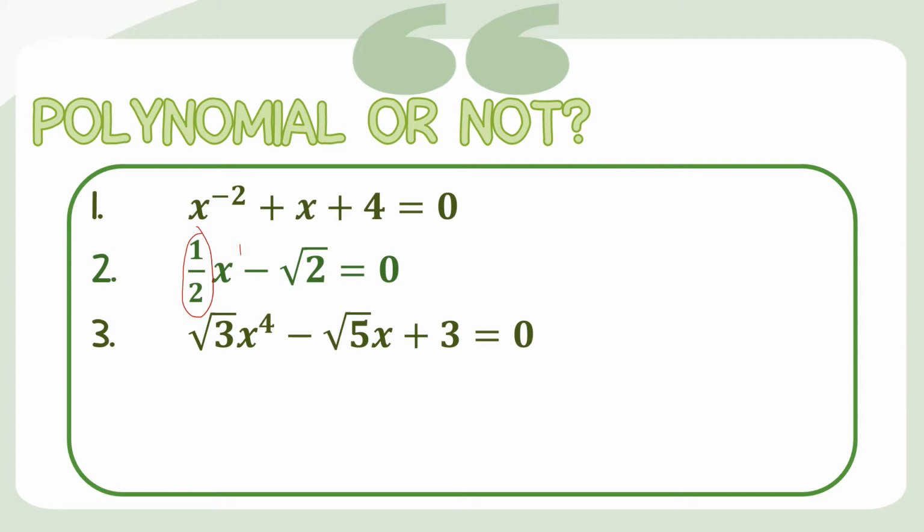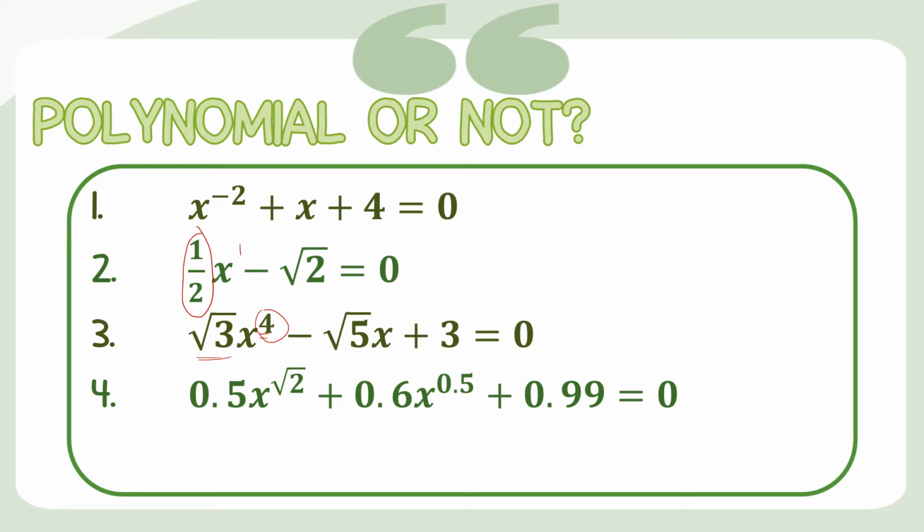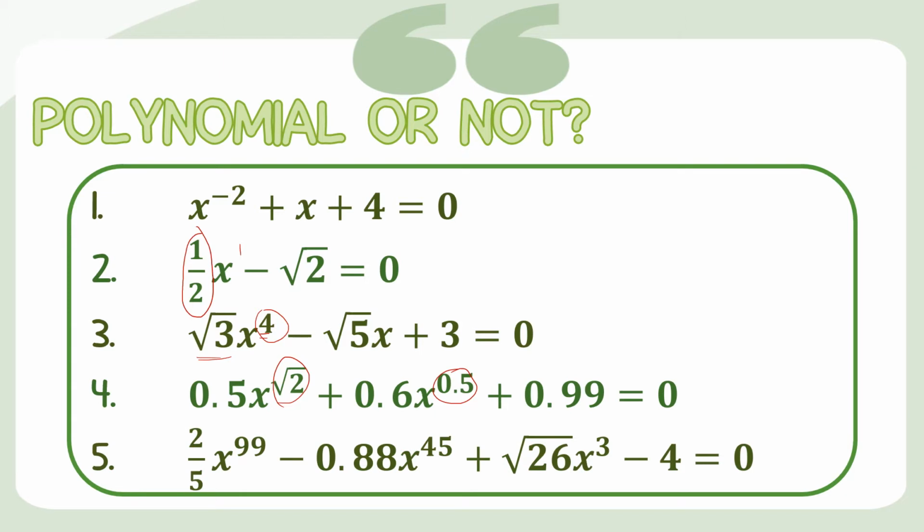Anong degree niya? Ang degree niya ay 4 kasi 4 yung highest exponent. And what is the leading coefficient? Ito yung number, numerical coefficient ng term na nagtataglay ng highest exponent. So our leading coefficient is square root of 3. Of course, obviously, this is not a polynomial equation. How about this? Yes, this is a polynomial equation. Ano ang degree? Yes, degree is 99 and the leading coefficient is 2/5. Okay?